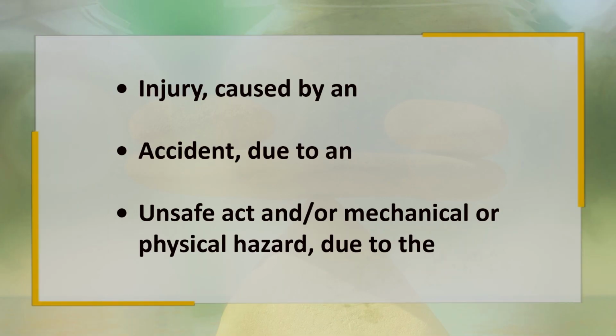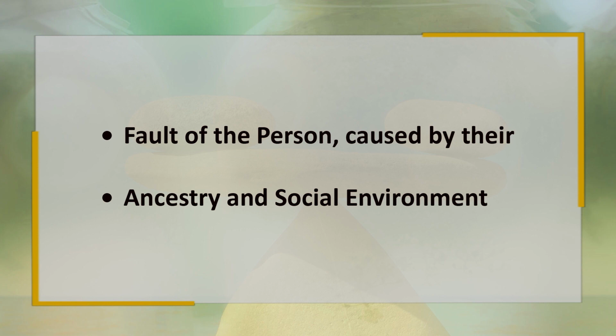Alongside, he presented a model known as the domino theory, as this accident sequence was likened to a row of dominoes knocking each other down in a row. The sequence is injury caused by an accident due to an unsafe act or mechanical or physical hazard due to the fault of the person caused by their ancestry and social environment.